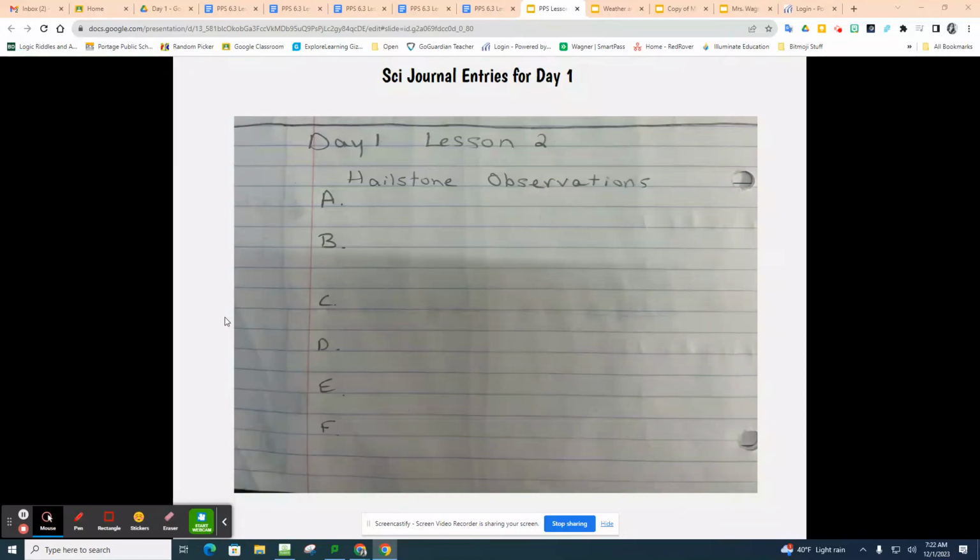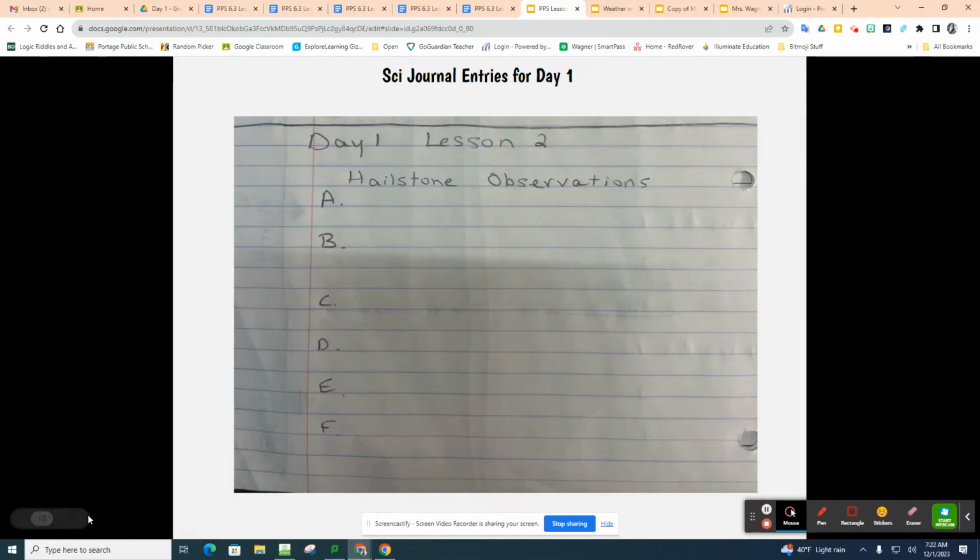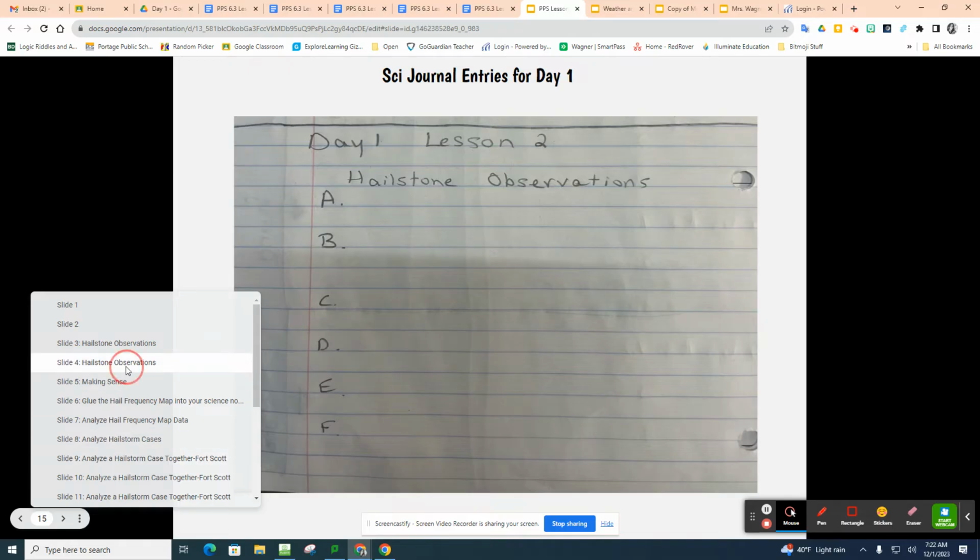All right, so this is lesson 2, day 1, and I'm going to go through what you're going to do for the next few pages in your notebook. First of all, make sure you have your hailstone observations. So go back into the slide deck, and you're going to go to this page right here.